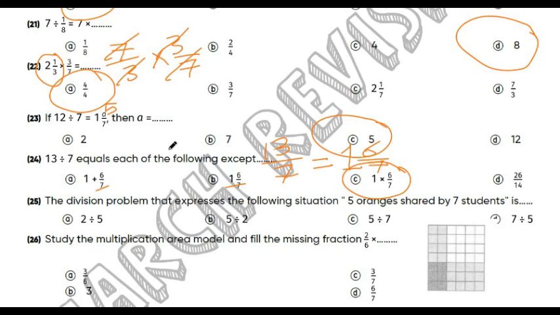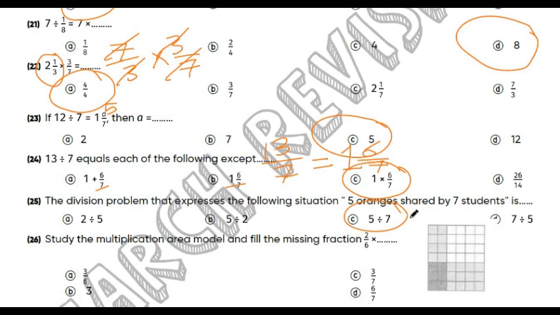Okay. The division problem that expresses the following situation: 5 oranges shared by 7 students. Okay, so we will divide 5 oranges among 7 students, which is 5 divided by 7.